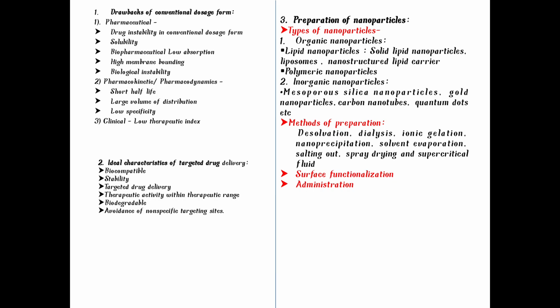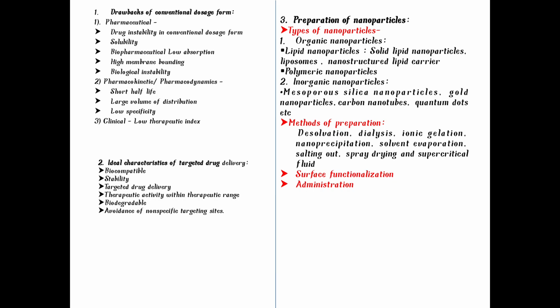So depending on the type of nanoparticle that we are preparing, we have to collect the raw materials. Moreover, the materials that we are using for preparing should fulfill the criteria for targeted drug delivery, like biodegradability, biocompatibility, and stability. Then we have to choose the particular preparation technique. There are different techniques: desolvation, dialysis, ionic gelation, nanoprecipitation, solvent evaporation, salting out, spreading, supercritical fluid. All these techniques are there.